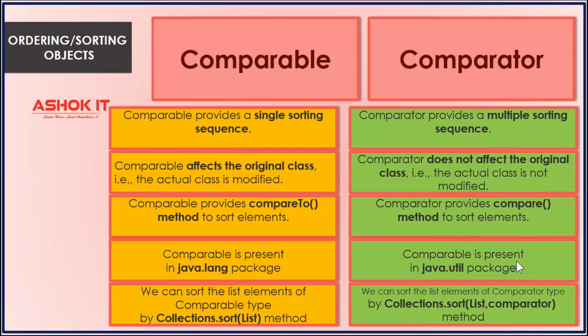And then comparator is present in the Java util package, and we were using the sort method, which takes two parameters of list and comparator type. So we were passing the array list and the age or name comparator for comparing it by name or age respectively. So this way we can use comparable and comparator for sorting the collection objects for a single sorting sequence or multiple sorting sequences.